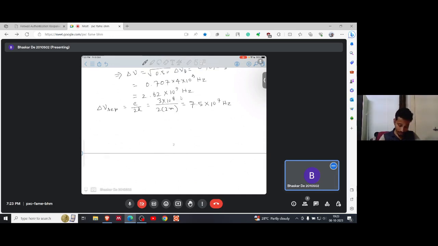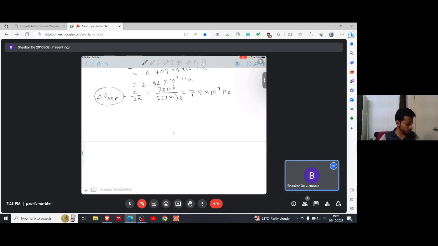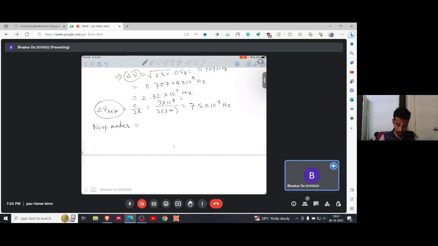Now as we have the delta nu and delta nu shape we can calculate the number of modes. So number of modes is equal to delta nu divided by delta nu shape plus 1. So 2.82 into 10 to the power 9 hertz divided by 7.5 into 10 to the power 7 hertz plus 1, which will give 37.6 plus 1, 38 modes.